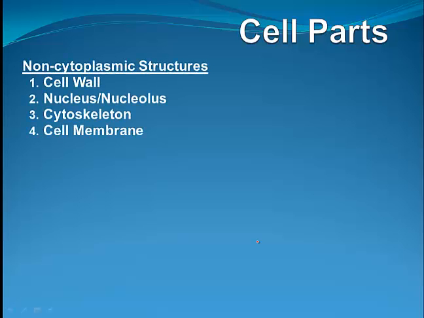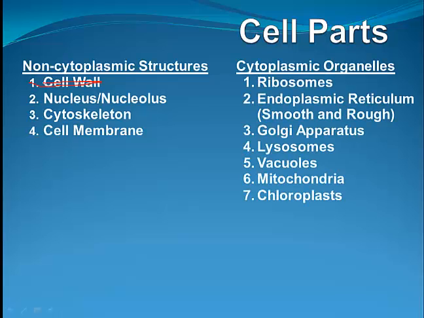Now, there's different kinds of cell parts that are found in cells. There's non-cytoplasmic structures, so that could be cell wall, the nucleus, cytoskeleton, cell membrane. The only one that humans do not have in their cells is a cell wall. We do not have cell walls. That's only in plants, fungus, bacteria, some protists, but animal cells do not have cell walls. Your cytoplasmic organelles, there's a whole list of them here, and they all are going to play very different roles, but many of them are going to be involved in making proteins, and others are going to be involved in getting energy.